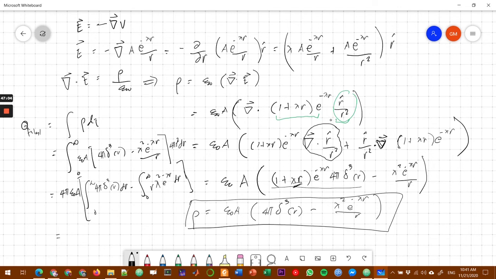We have to be careful in integrating this because of the Dirac delta function. It has value only if r equals 0. If r equals 0, then this whole thing would be 0. So we are just left with 4 pi epsilon naught a, and then the integral of this one.